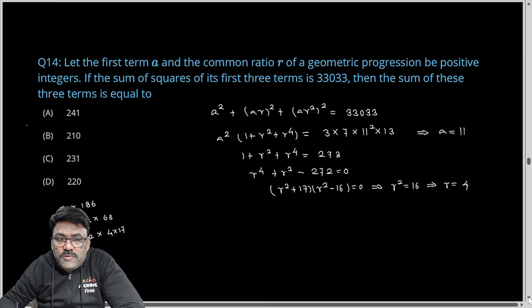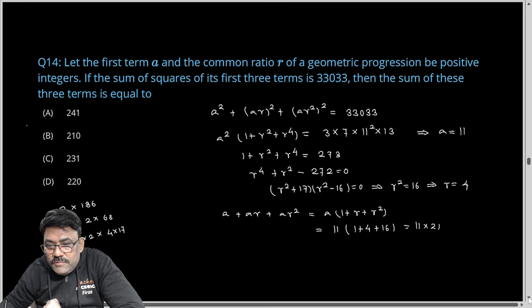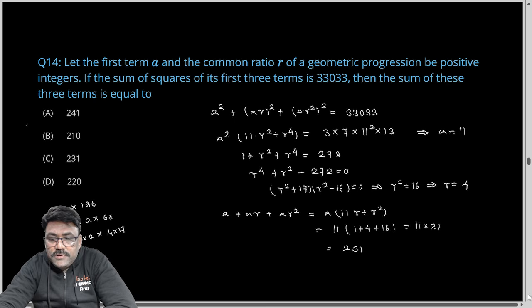Now what will be the sum of first three terms? Sum of first three terms is A plus AR plus AR square. A taken common, so A times (1 plus R plus R square). A is 11, R is 4, so 1 plus 4 plus 16. So it is 11 into 21, which is 231. That means C is the correct option here.